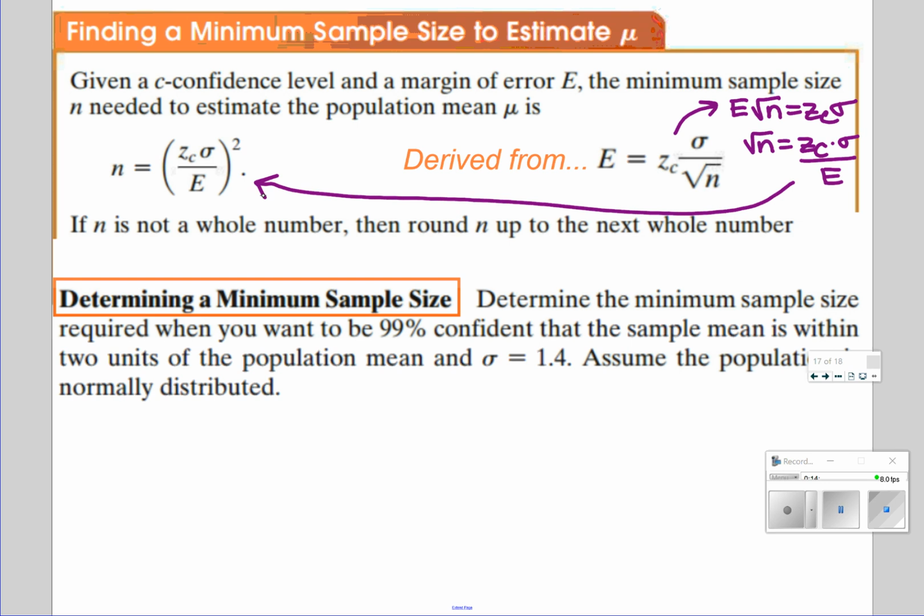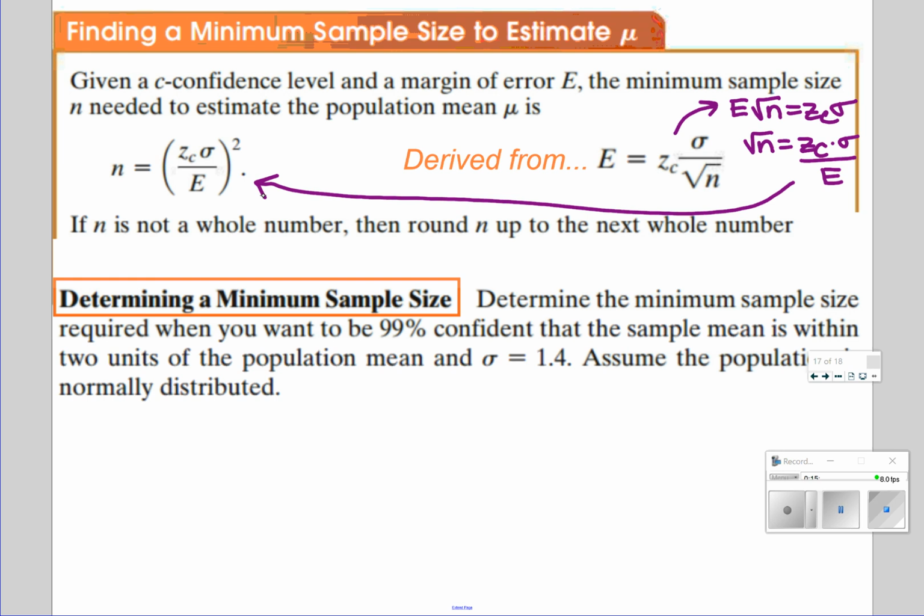Now, why would we want to use this? Let's say we want to have a certain margin of error. Maybe we want our margin of error to be within 5 units of whatever we're measuring, or within 3 units of whatever we're measuring. There's a certain sample size that will make that happen. So we can use this formula to figure out how big our sample size needs to be. So how many people do we need to survey to be able to have a small enough margin of error for what we're looking for in our test?